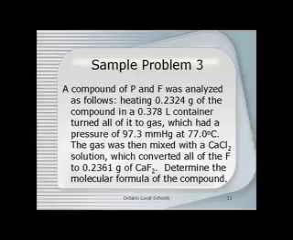Again, pause the podcast and write a data table, and go ahead and try and solve this problem, and then come back and see if we get the same answer. Good luck.